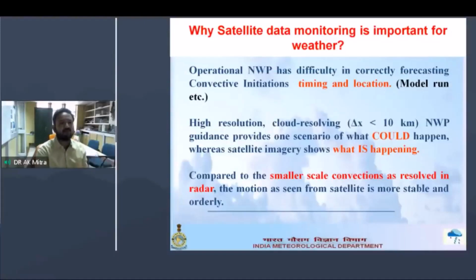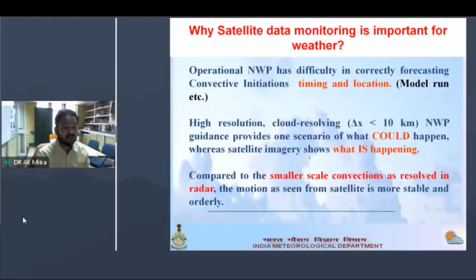Now I'll come to the important point, why satellite data monitoring is important for the weather. Because, as I mentioned, NWP utilization has increased. But again, in correctly forecasting convective initiation, there is some gap. Gap means the NWP model will give you what could happen in the next 1 to 5 or 6 days. But satellite imagery is the most important for severe weather, to see what is happening.